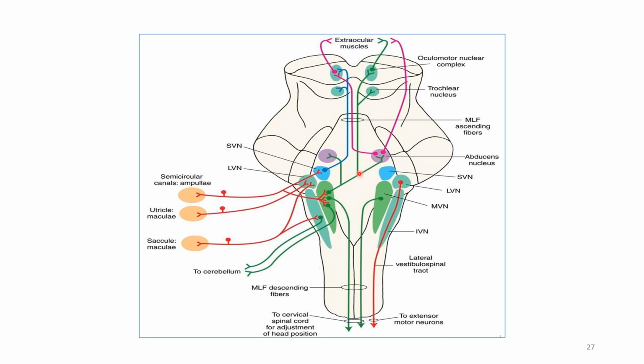Then from the medial vestibular nucleus directly to the trochlear nucleus and oculomotor nuclear complex, and from the superior vestibular nucleus to the trochlear nucleus and the oculomotor nuclear complex. And this lateral vestibulospinal tract is formed from the lateral vestibular nucleus to the extensor motor neurons. And these MLF descending fibers go to the cervical spinal cord for adjustment of the head position.